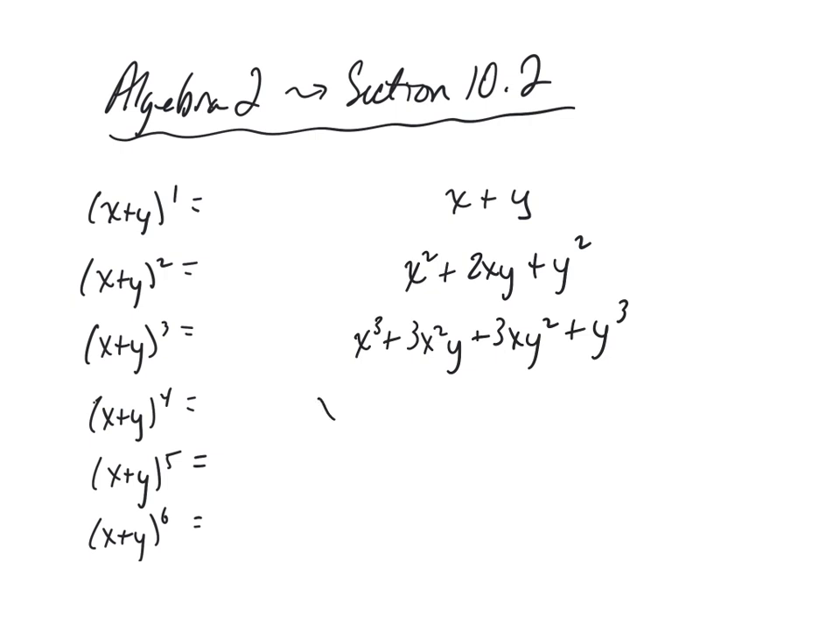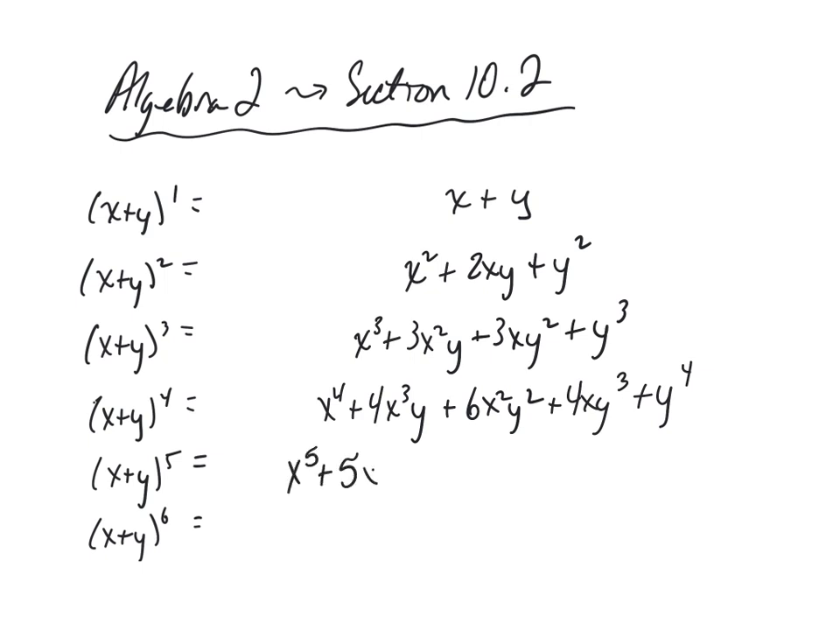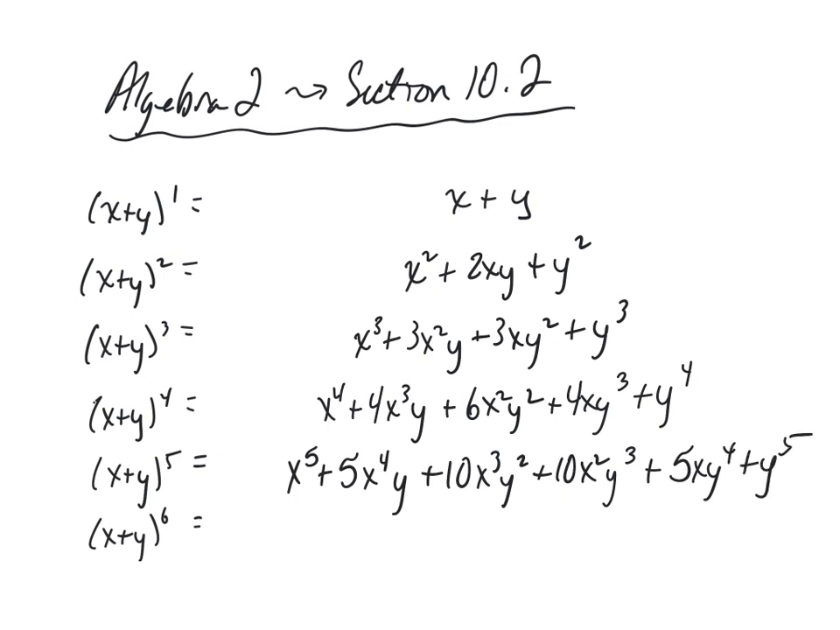X plus y to the fourth is going to be x to the fourth plus 4x to the third y plus 6x squared y squared plus 4xy to the third plus y to the fourth. And then x plus y to the fifth would be x to the fifth plus 5x to the fourth y plus 10x to the third y to the second plus 10x to the second y to the third plus 5xy to the fourth plus y to the fifth. All right, and if you trust me, I don't have those written down in front of me. I was just able to do those off the top of my head.